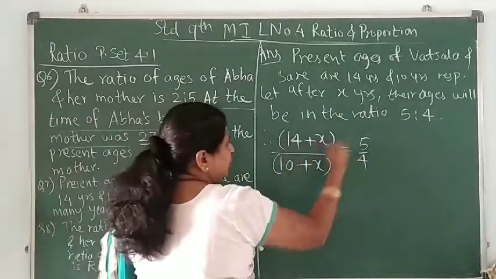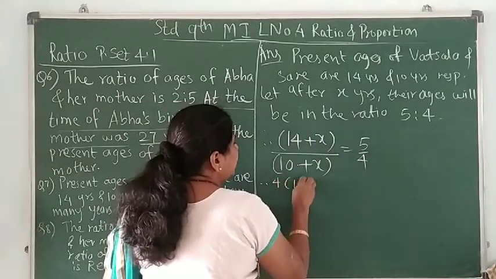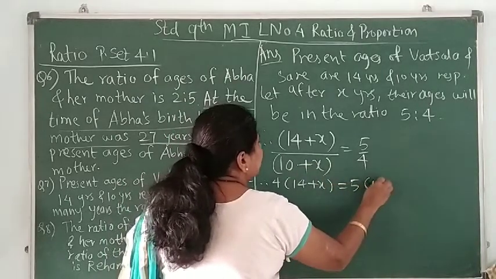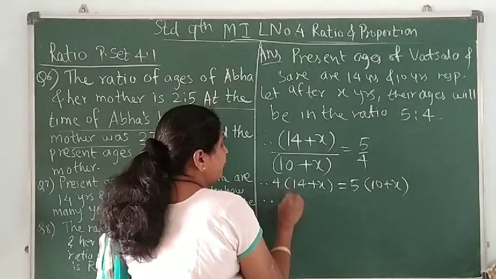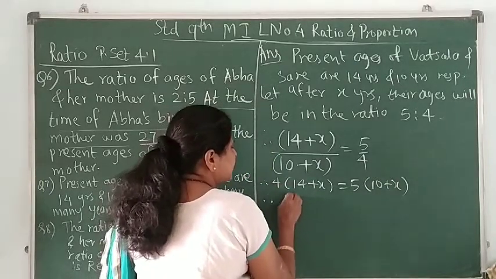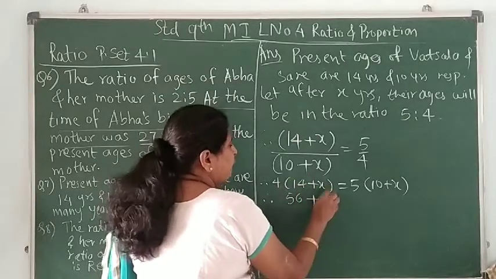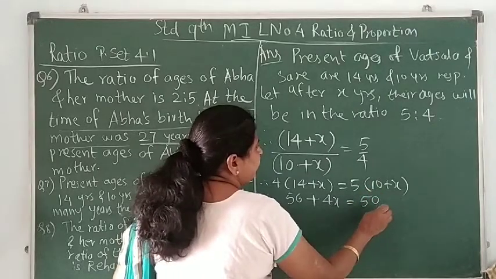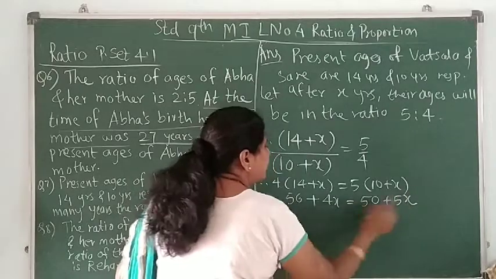So here we have to do the cross multiplication. So by 4 we have to multiply here, 4 times 14 plus x is equal to 5 multiplied by 10 plus x. Let's multiply by 4. 14 into 4 is going to be 56, or you can go like that by multiplication of 4 also, and 4x here. Now 5 into 10 is 5 tens are 50 plus 5 into x is 5x. Now you have x on both sides.